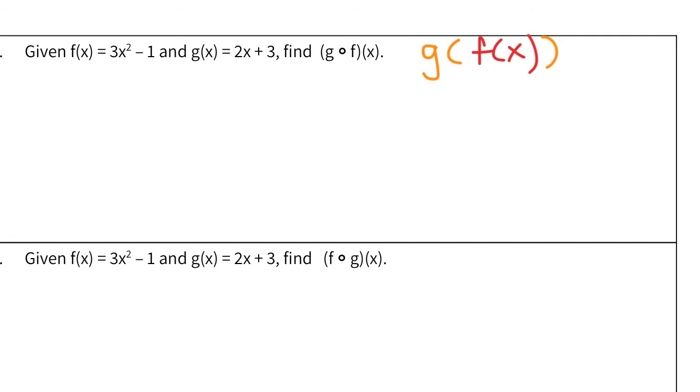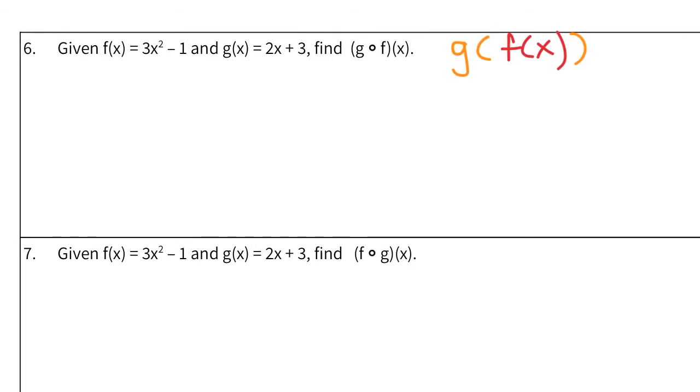Okay, so let's do that with the functions that they gave us. So starting with g of x is 2x plus 3, I'm going to write 2, but instead of x, I'm going to leave a space, plus 3. Okay, now within that space, you're going to plug in f of x, which is 3x squared minus 1. So that is just us setting up the problem.